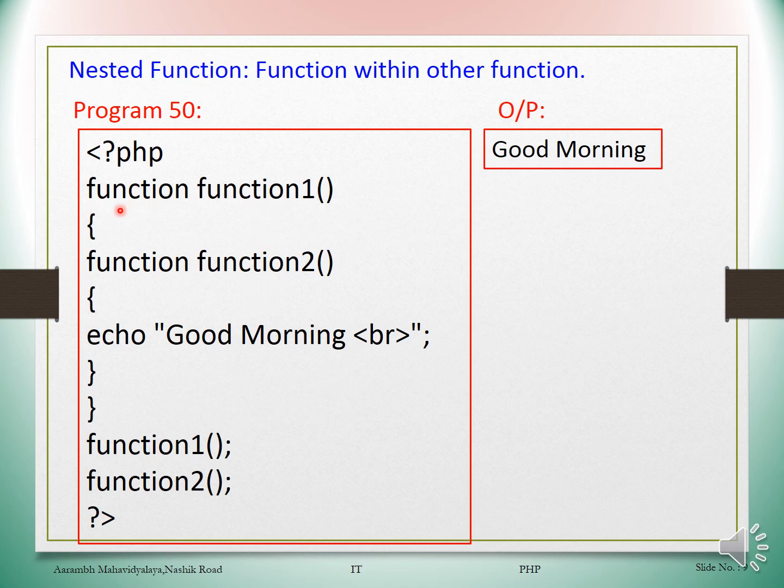Here first of all we have declared function 1. We have opened that function. Again we have declared function 2. We have opened that function and then provided the output data with the echo statement as good morning. Then we have ended function 2 first, and then this end is for the end of function 1.